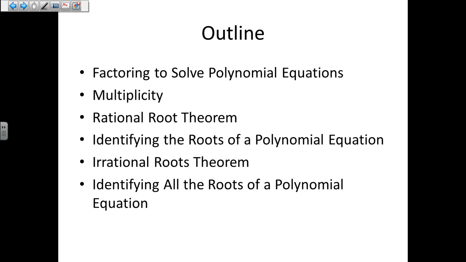Here's our outline for the video. We're going to start by factoring to solve polynomial equations. We'll talk about multiplicity. We'll talk about the rational root theorem. We'll identify the roots of a polynomial equation. We'll talk about the irrational roots theorem and identify all the roots of a polynomial equation.